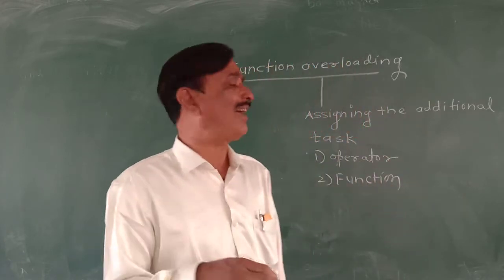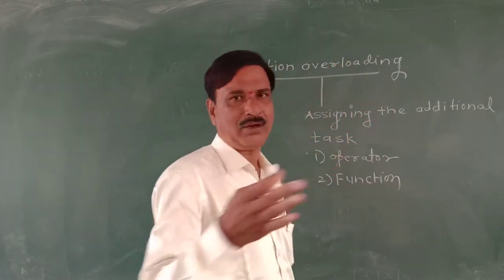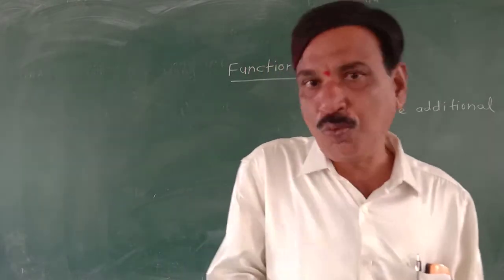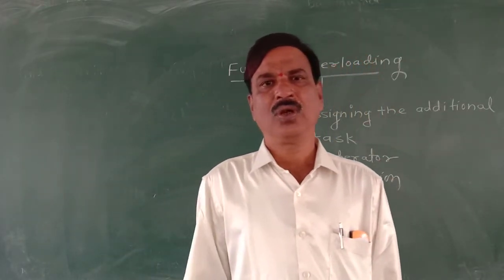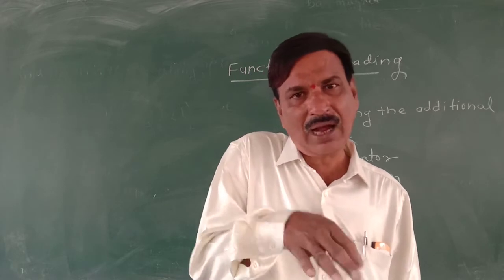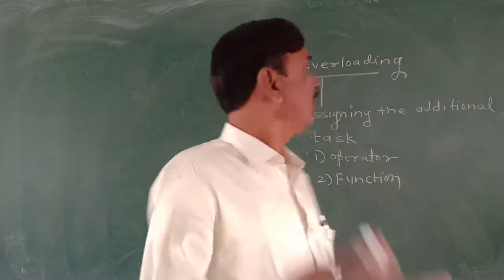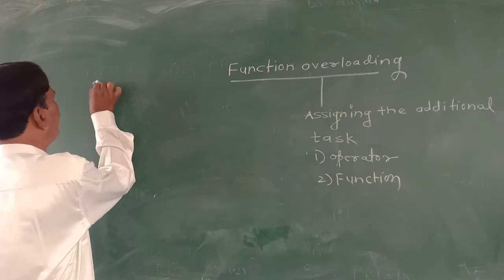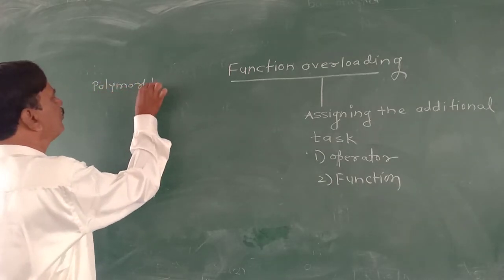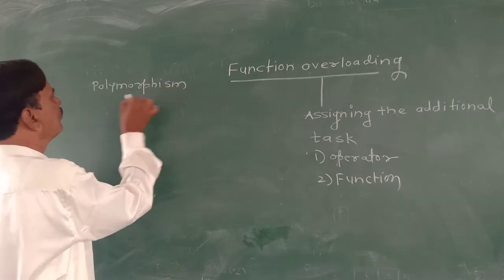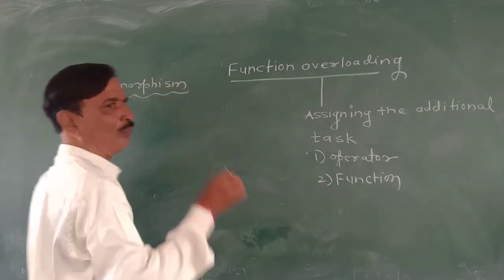Once the additional task is assigned to the operator, it gets a new form, and hence one name and multiple forms, that is called polymorphism.